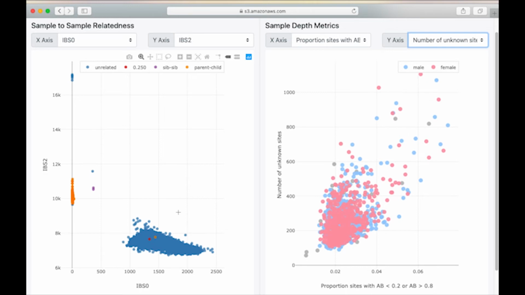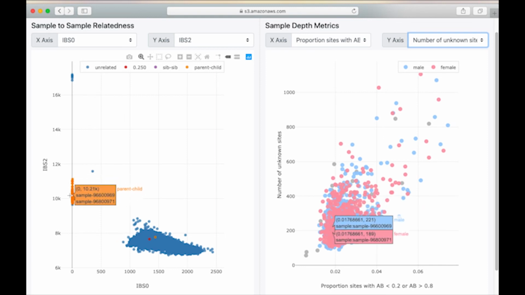IBS 0 on the X is the count of sites between a pair of samples where one sample was homozygous reference and the other was a homozygous alternate. This should not happen between a parent and child except in the case of a deletion. And so we see that the expected parent-child pairs all cluster close to 0.